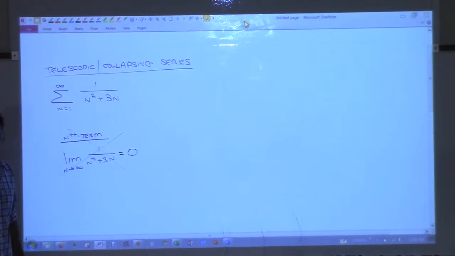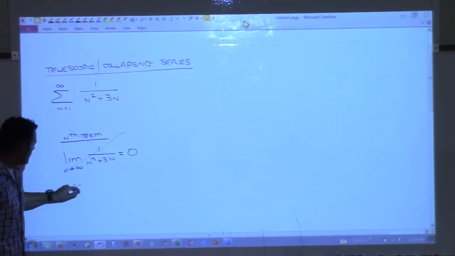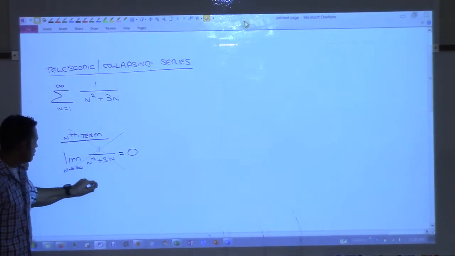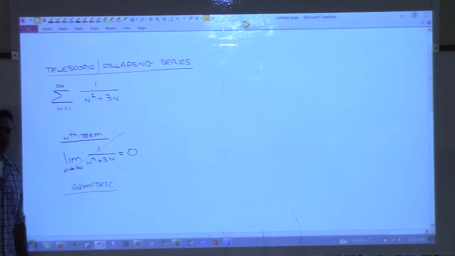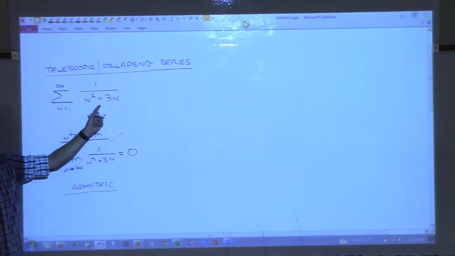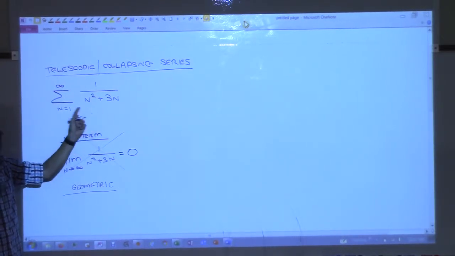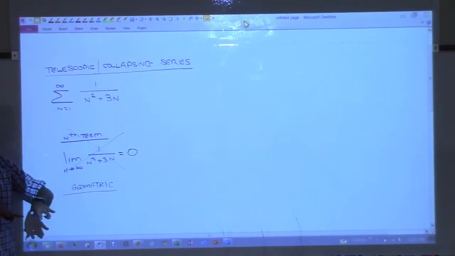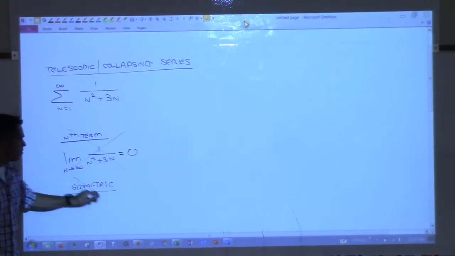So what do I do next? Well, I think about geometric, right? Is this geometric? Well, in geometric series, the exponent was the n, like the n was up in the exponent. And this right here is not like 3 to the n or 4 to the n or something like that. The n is down in the base. Yes? So this can't be geometric.